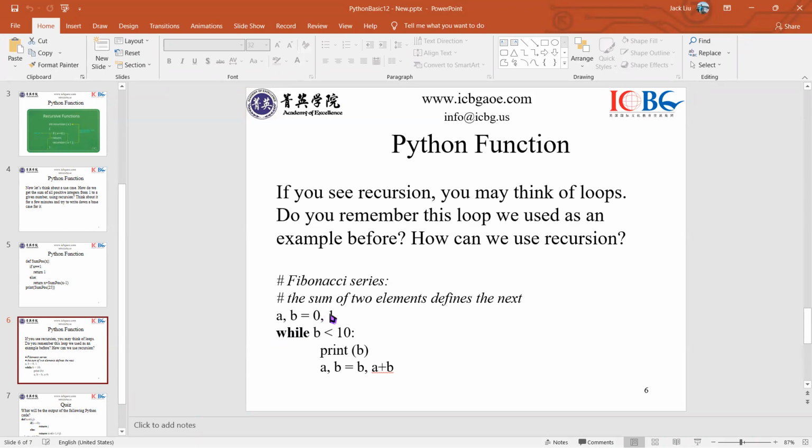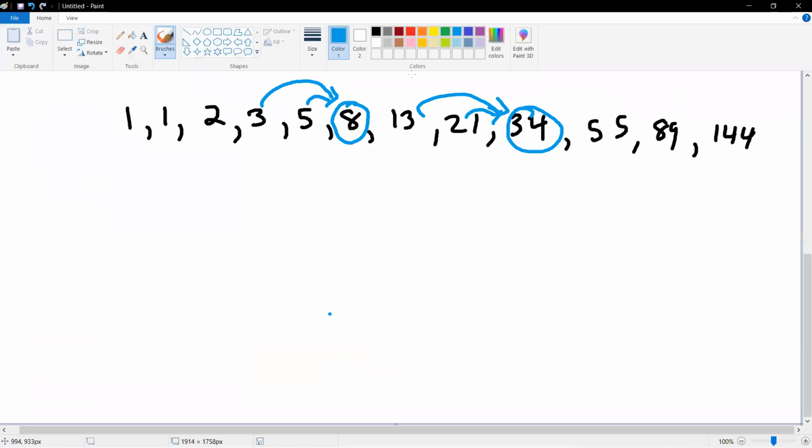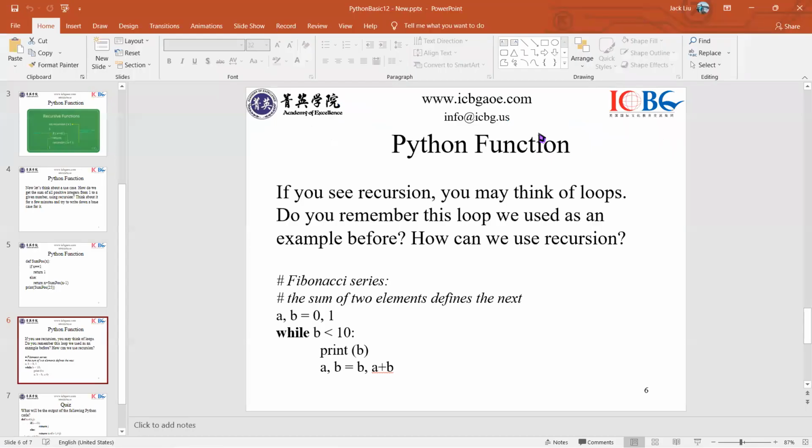It doesn't really matter, because if you start with 0 first, then the next number is just 0 plus 1, it's 1, and then you're back to the normal sequence. I personally like it starting at 1, 1, but it's a minor difference. So here, while b is less than 10, we're just printing out all the numbers less than 10.